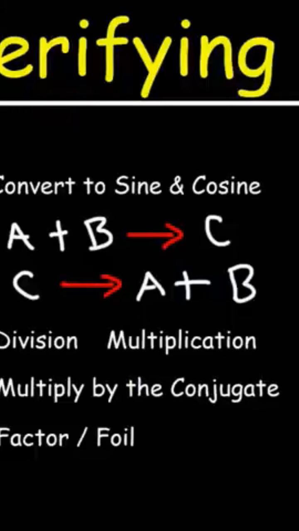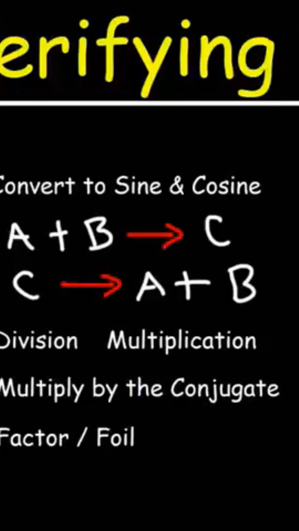In this video, we're going to talk about how to verify trigonometric identities, which is not a very easy topic. But here's what you need to do. Typically, you'll be given a problem with an equation. And what you need to do is show that the left side of this equation is equivalent to the right side of this equation.